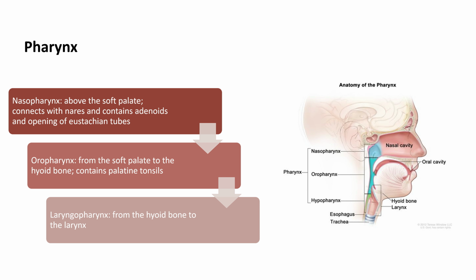Your pharynx, you have your nasopharynx. That's going to be above the soft palate. Connects with your nares and contains adenoids and opening of the eustachian tubes. It's important to learn these 3 divisions of your pharynx. You have your oropharynx from the soft palate to the hyoid bone. It's going to contain your palatine tonsils. Your laryngopharynx from the hyoid bone to the larynx.